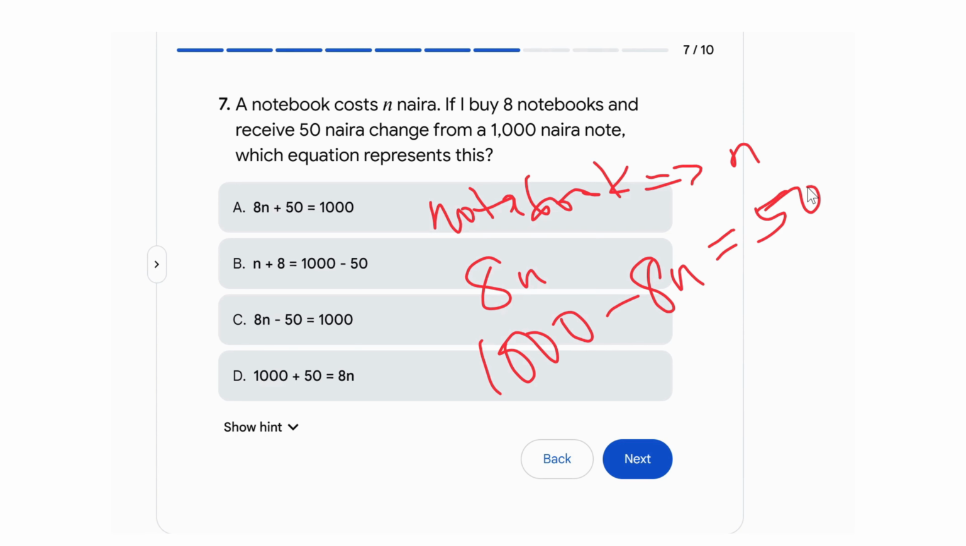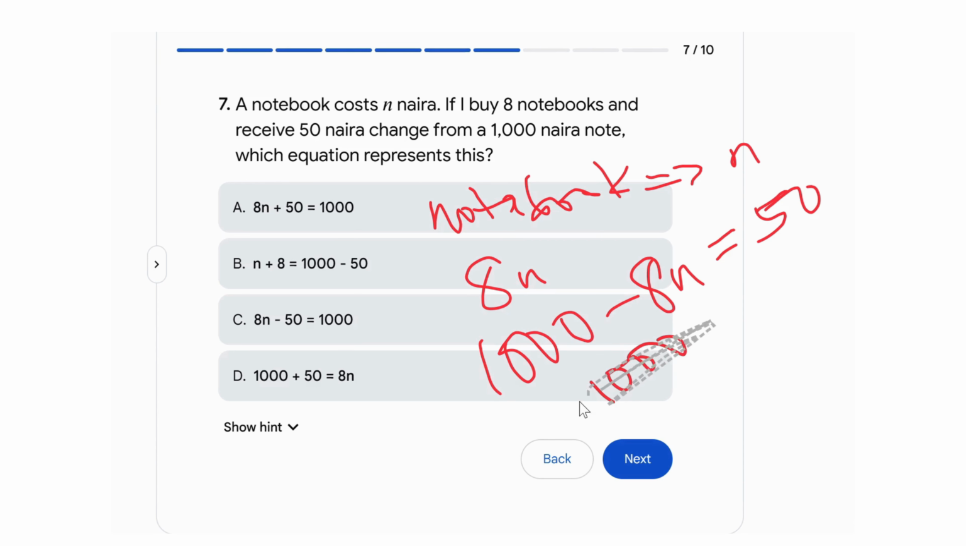So this will be 8N plus 50 equals 1,000. No, 8N minus 50 equals 1,000. No, 1,000 plus 50 equals 8N. The answer will be just it, because if we have 1,000 here and then we take our 50, this will be minus 50. 1,000 minus 50, 8N minus 50 equals 1,000. Yeah, 8N minus 50 equals 1,000.